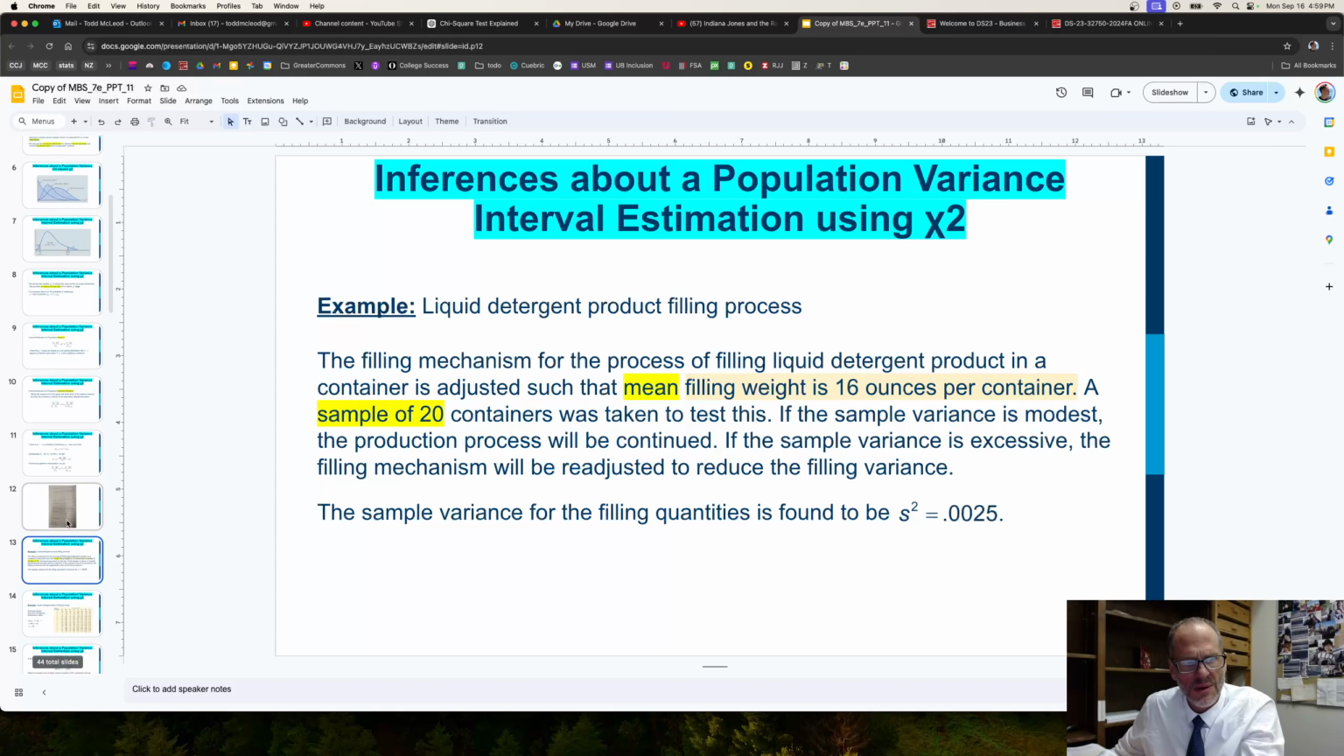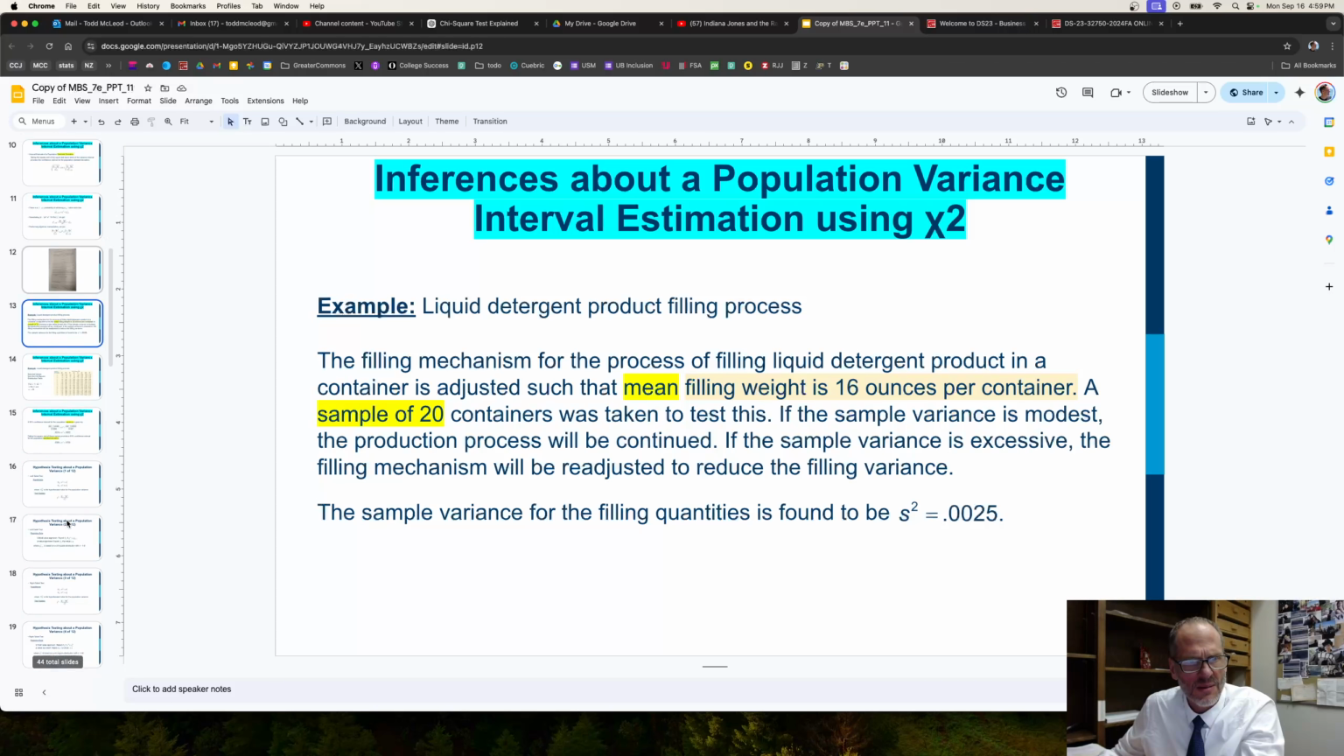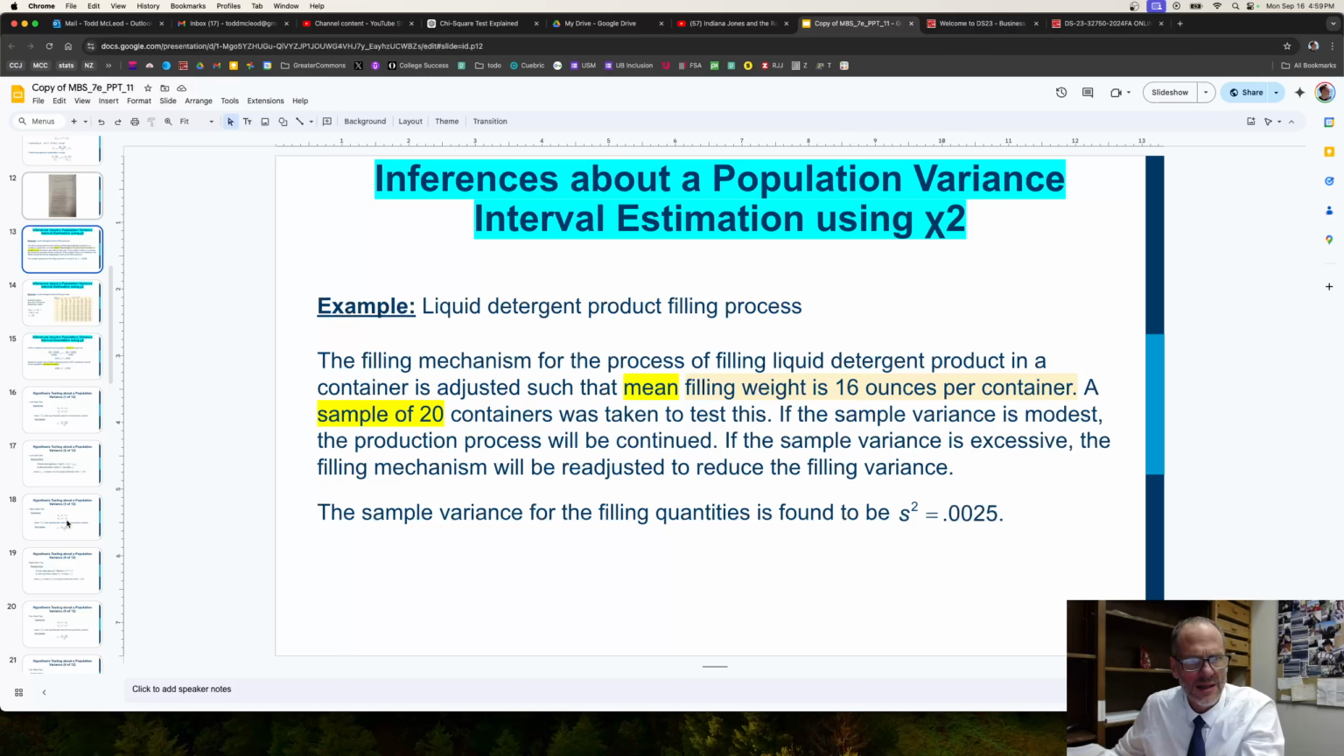So now we have a sample problem. It's the liquid detergent problem, example, whatever you want to call it. The filling mechanism for the process of filling liquid detergent product in a container is adjusted such that mean filling weight is 16 ounces per container. So that's our mean. A sample of 20 containers was taken to test this.